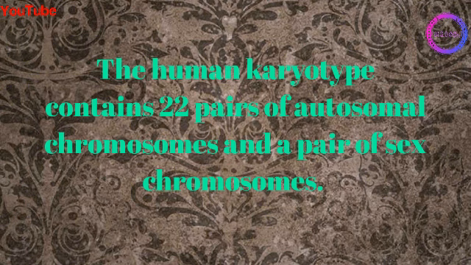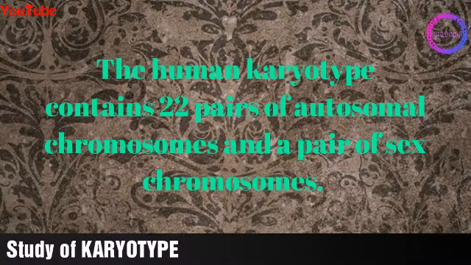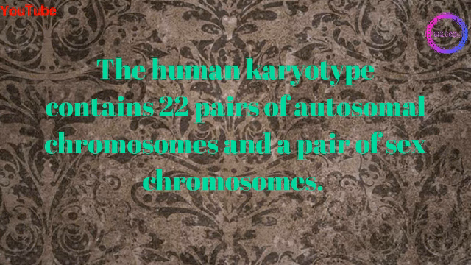Coming to the next slide, the human karyotype contains 22 pairs of autosomal chromosomes and a pair of sex chromosomes. That is, in the human karyotype the autosomes are in 22 pairs, along with a pair of sex chromosomes. A pair of sex chromosomes only fits the female individual, whereas for the male the sex chromosomes can't be called a pair, because the X chromosome is different from the Y chromosome.